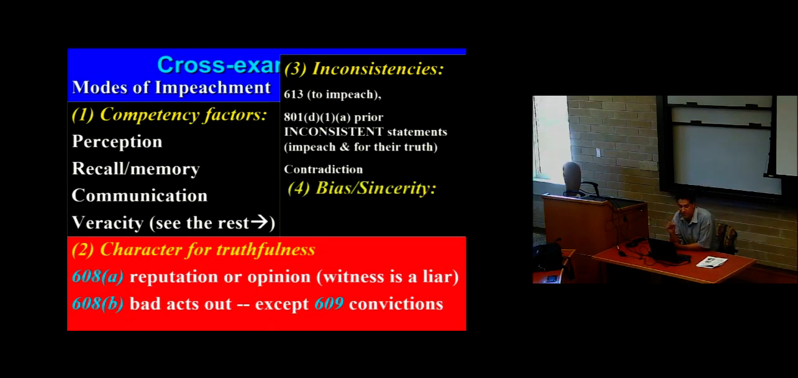Now, another way to get at the veracity is to go after the bias. Now, bias is not character for truthfulness. Character for truthfulness is you have the status of a liar. You lie in all situations. You have a propensity to lie, and the jury needs to know about that. That's different from saying you have a specific incentive to lie in this case and maybe this case only.